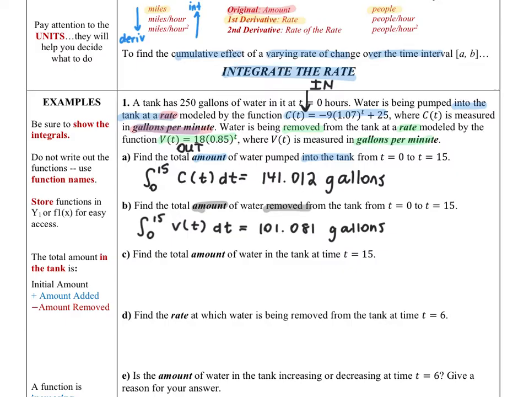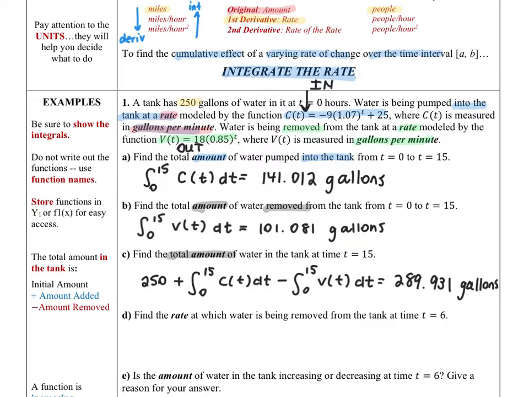In part C, now this one is asking me the total amount of water in the tank. So now I have to consider that there's 250 gallons when these pumps begin. So my total amount of water in the tank at t equals 15 is my initial amount, which is 250. Then I'm going to add what's being added. So that's how many gallons are going to be added in, and I actually have that amount up here, minus what's being removed, and I actually have that amount right here, and the net result and my answer is 289.931 gallons.